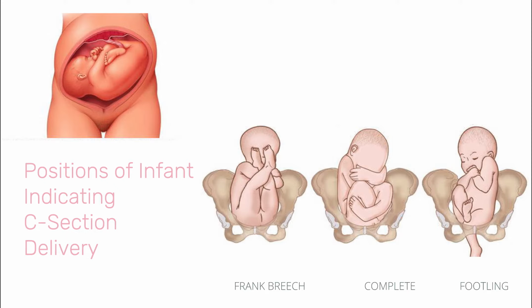Okay, so here we have positions of the infant, which would indicate a C-section delivery. The upper left photo is of an infant who is in the transverse lie position, meaning they are laying across rather than up and down. Almost all patients who present with a transverse lie must deliver by C-section because it is way too dangerous for the infant to labor in this position.